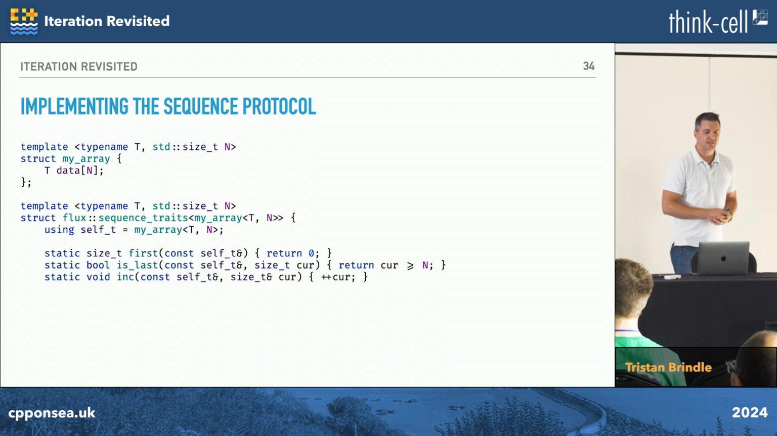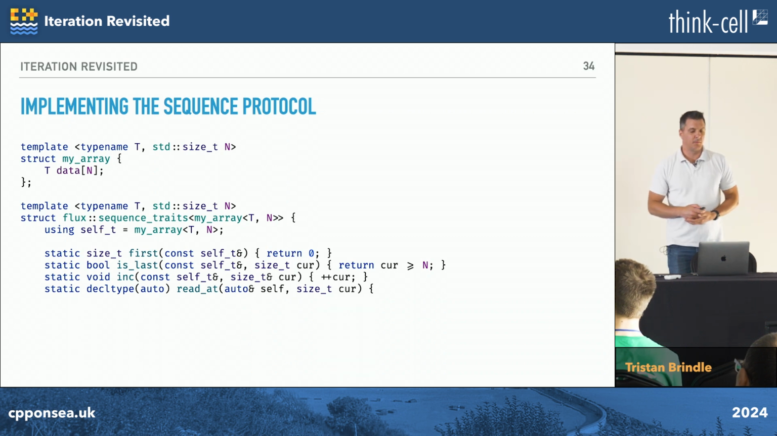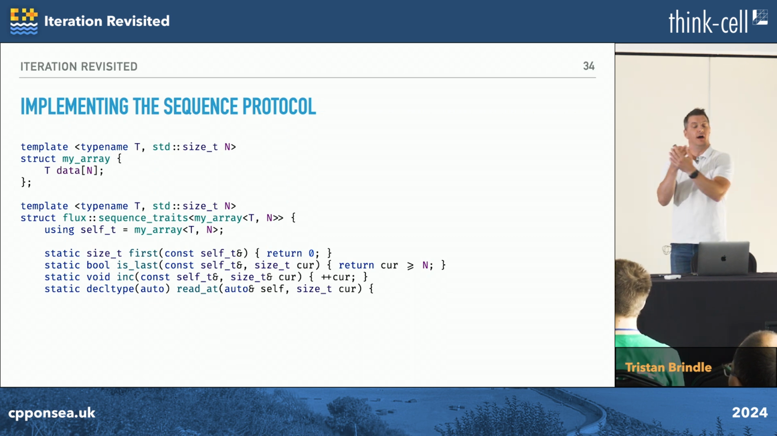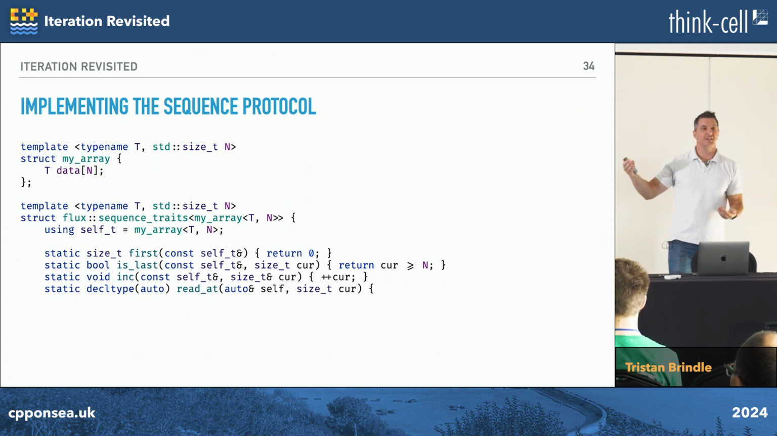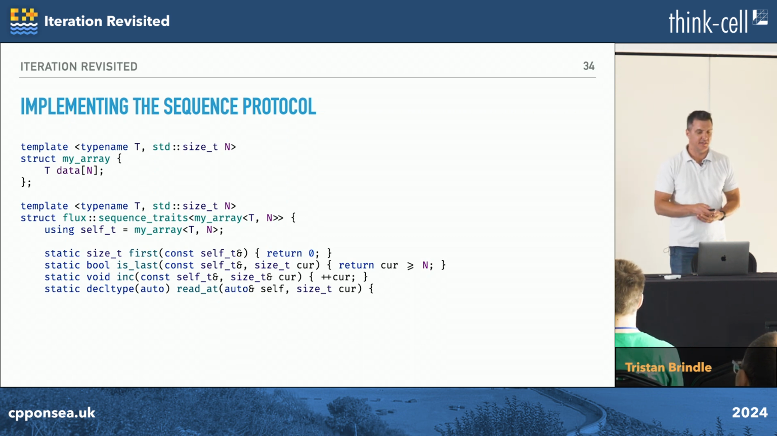We have our increment operation. All this does is take the cursor type by reference, and it increments that cursor in place. And then finally, a tiny little bit more complicated is our read operation, read_at. In this case, we want to handle both const and non-const access to the sequence, so we can combine that all into one read operation. We take self as an auto ref, and we return decltype(auto).